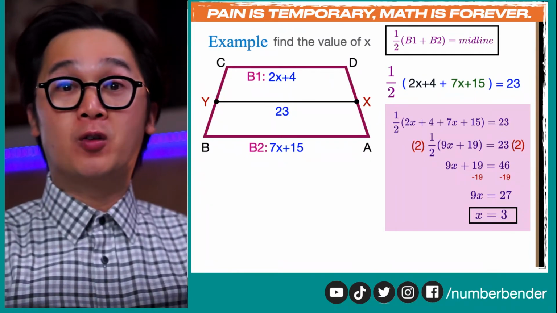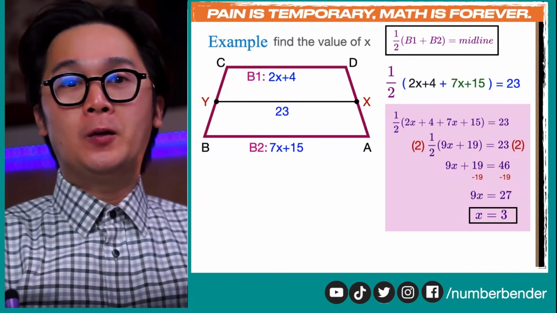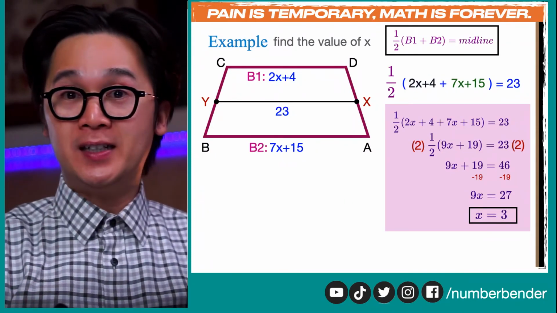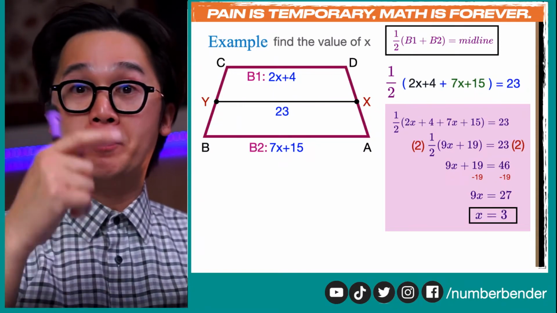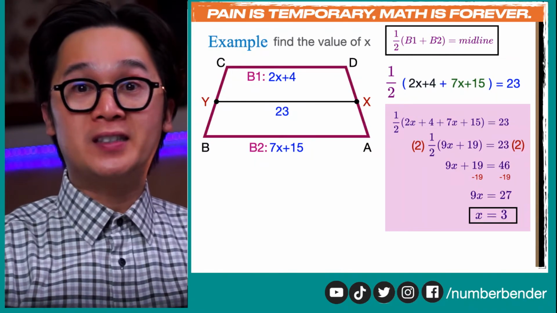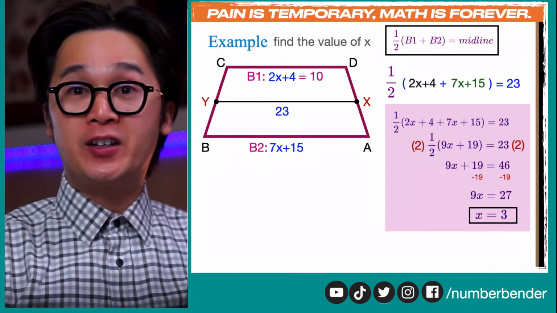And now that we have our x value, we're done with our problem. But since we want to actually find the measurements of our bases, let's plug in the value of 3 to base 1. So 2x plus 4 is base 1. So 2 times 3 is 6 added to 4. Base 1, or the top base, is equal to 10 units.